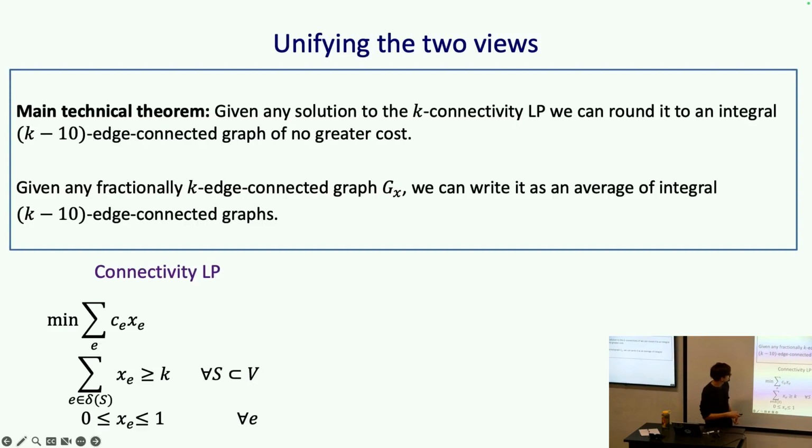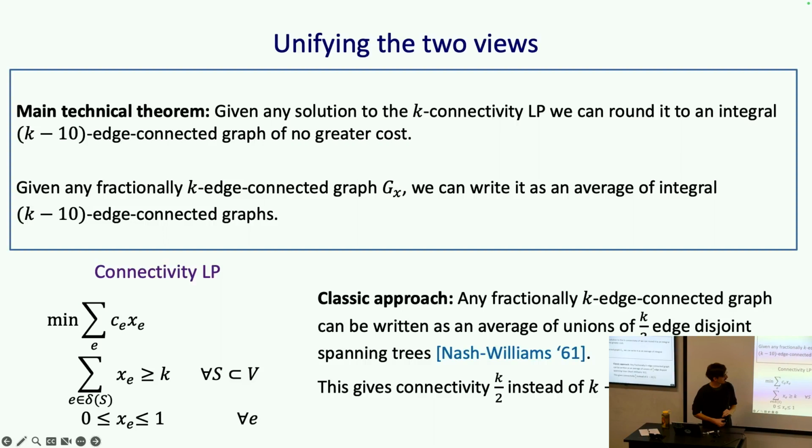OK, so before we start diving into the proof, I just want to talk about the classic approach, which would be trying to extend this result from the 60s of Nash-Williams, which I mentioned in the combinatorics intro. Nash-Williams proved that any fractionally k-edge connected graph can be written as an average of unions of k over 2 edge disjoint spanning trees. So I can write my fractional graph as an average over these unions of trees. And you can ask whether this can be improved. Maybe I can get k over 2 plus 1 disjoint spanning trees.